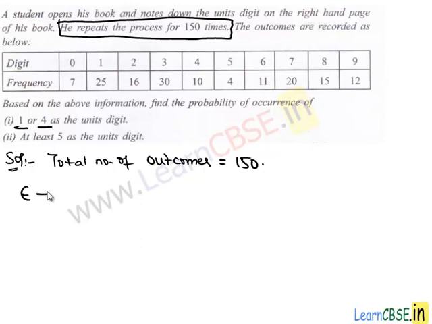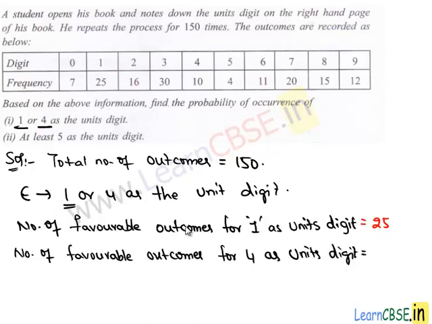So we denote E as the event which represents 1 or 4 as a unit digit. Now the number of favorable outcomes to have 1 as our unit digit is 25. In this event we have 4 also. So the number of favorable outcomes for 4 to be our unit digit is 10. Therefore, the sum of these two numbers, 25 and 10, gives the number of outcomes favorable to event E.